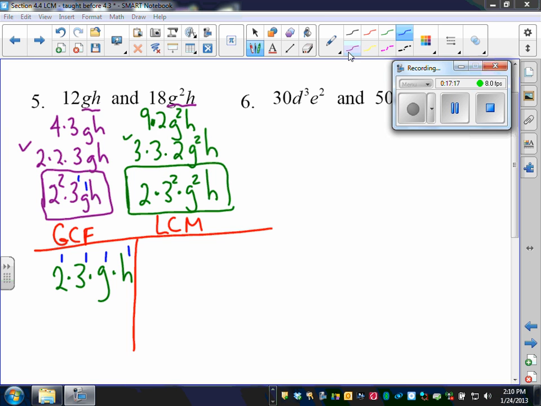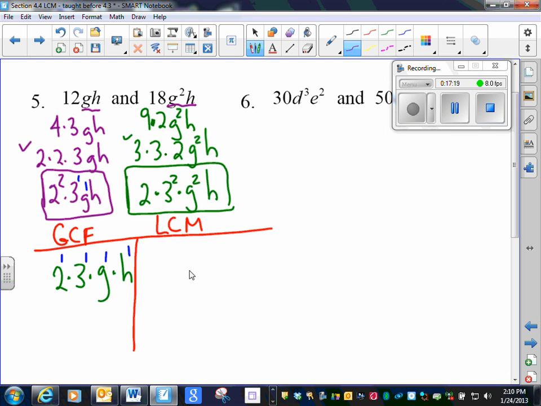Okay, now we're ready to finish this side up with the LCM. Oh wait, the GCF. We need to do one more step. We need to multiply the 2 and the 3 together. So 6GH is our GCF. And again, you don't have to write these to the first power. If you want to, that's fine, but you don't have to.